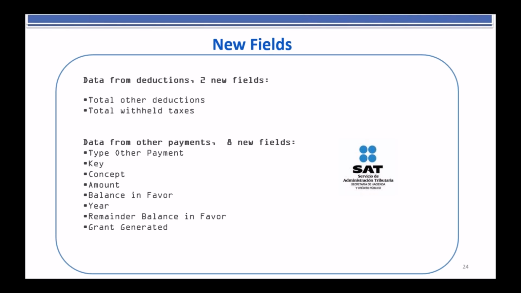Then we have a concept, which is the description of the payments. We are going to see in a few moments that the authority has released catalogs. So all this information should be included according to each catalog. We'll see that in a moment. They are also including if the employee has any balance in favor that has been applied, the remainder of the balance in favor, and if there is any stimulus that is granted to the employee.